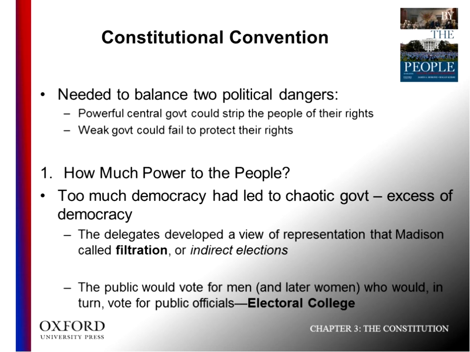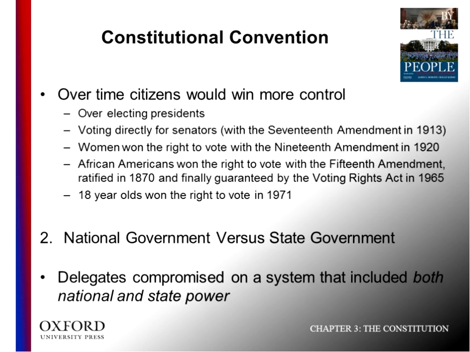Keep in mind that the Constitution isn't as democratic as we think it is. In fact, a lot of it was made to put a check on popular will, a republic, in order to keep us from excesses. Now, over time, citizens would bring more control. For example, the electors now that elect the president are actually doing our will. Each set of electors from each state represent the view of the people in that state, and I'll get into that in a couple of slides.